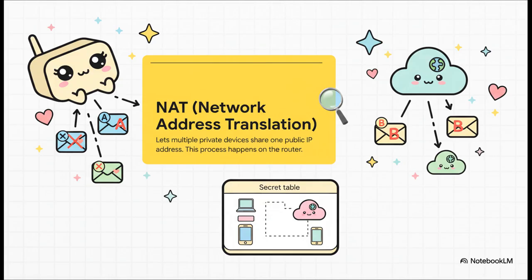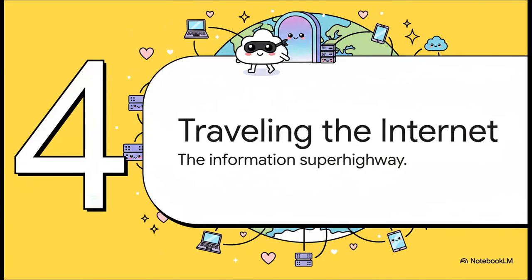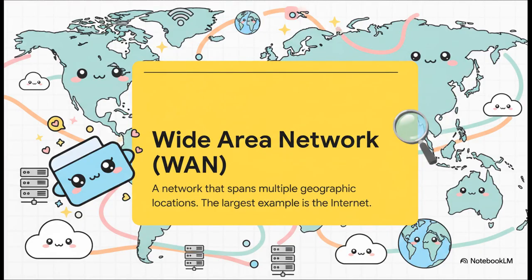And don't worry, the router keeps a secret little table so it knows exactly who's who when the reply comes back. Disguise on, passport in hand, our packet is finally ready. It steps through the gateway and onto the vast, sprawling, global network of networks, the Internet. See, the Internet is the ultimate wide area network, or WAN.